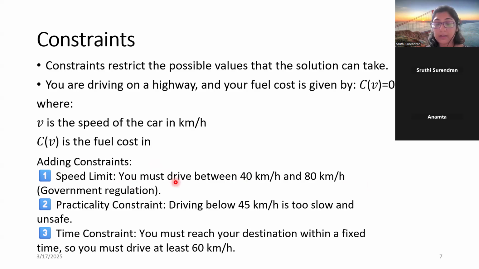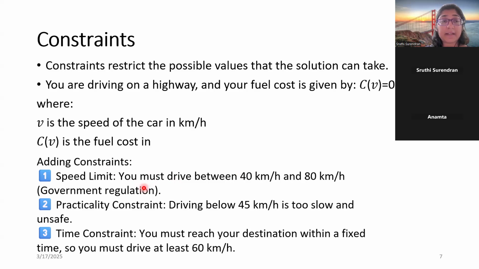Again, there can be not just one constraint, there can be a number of constraints. Another constraint is if you're driving less than 45 kilometers per hour, then the speed is very slow. Plus, it is also not very safe on the road to travel with a speed less than 45 kilometers. If you're driving with slow speed on the highway, it is going to cause a lot of trouble. As a result, we cannot drive less than 45 kilometers also.